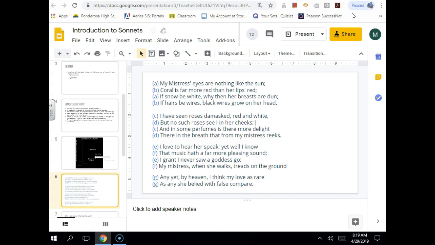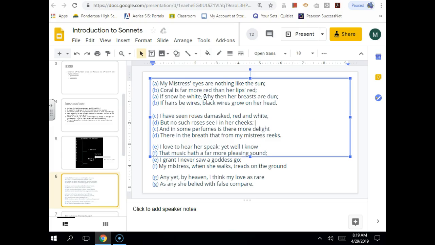Iambic pentameter. Okay. So, read this line right here, Kiara, really slow. Here, I'll read it all out. If snow be white, why then her breasts are dun. Do you hear that? Boom, boom, boom, boom, boom. I'll do another one. But no such roses see I in her cheeks. Like everything is but-um. That's iambic pentameter. So if snow be white, why then her breasts are dun.